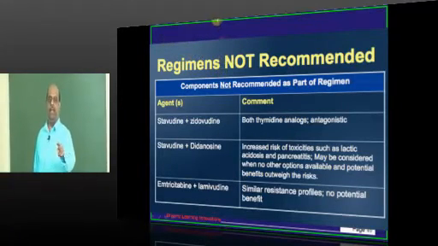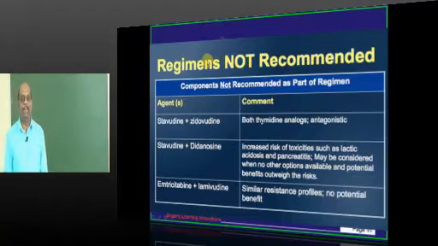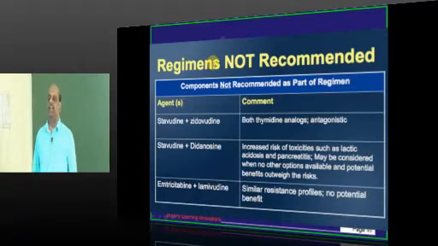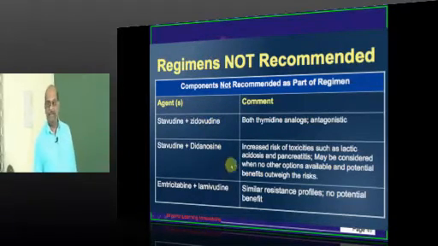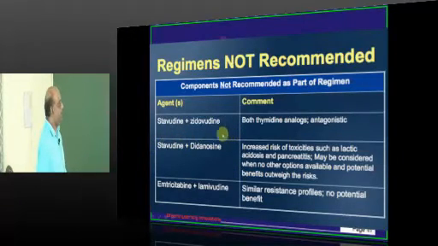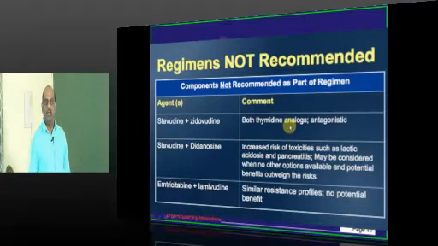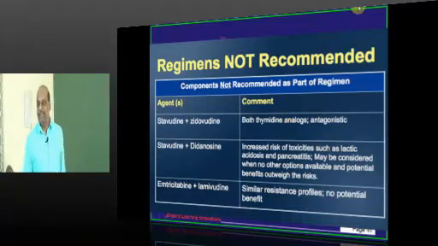The jugalbandi will go out of tune. So which jugalbandi is not permitted? Stavudine plus zidovudine, don't combine, because both of them are thymidine analogs. They will compete with each other for who will go and attach to reverse transcriptase.